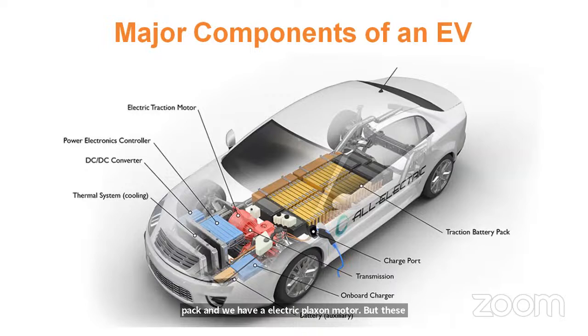What do these traction motors do? In place of an engine, for example in an IC engine we have an engine, right? In an electric vehicle, in place of the engine, we have a motor. That's why we call it a traction motor, because it helps us to get traction on the road. It helps us to run on the road. Sometimes we call this motor an electric traction motor as well. So these are the major components of this electric vehicle. We will be talking about these components in more detail in our upcoming slides.